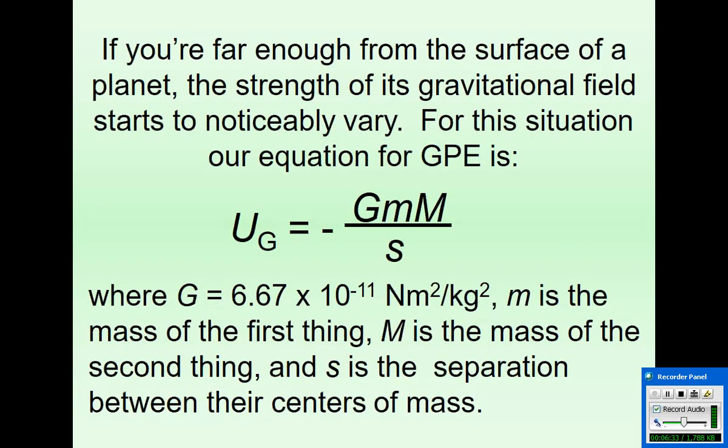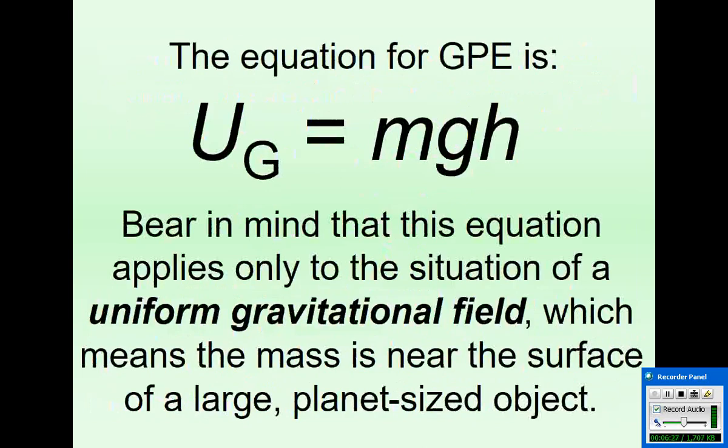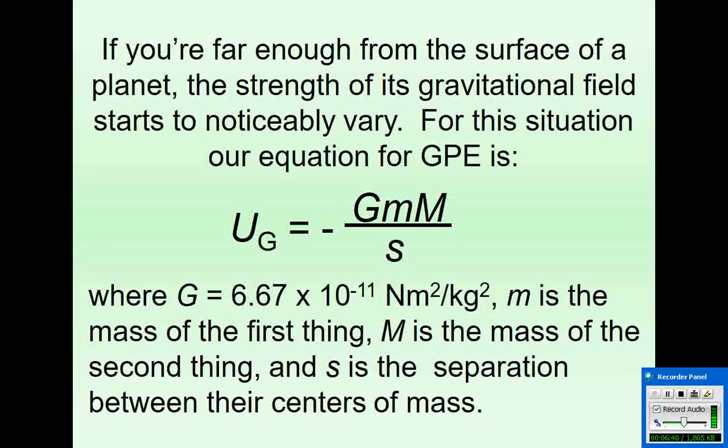If you have that more extreme situation where you are no longer in a uniform gravitational field, you get this expression for gravitational potential energy that looks suspiciously like Newton's law of gravity. It says that the gravitational potential energy is equal to negative capital G times little m times big M divided by S.